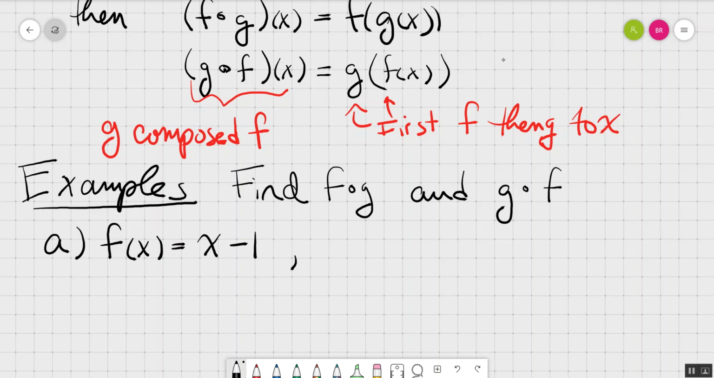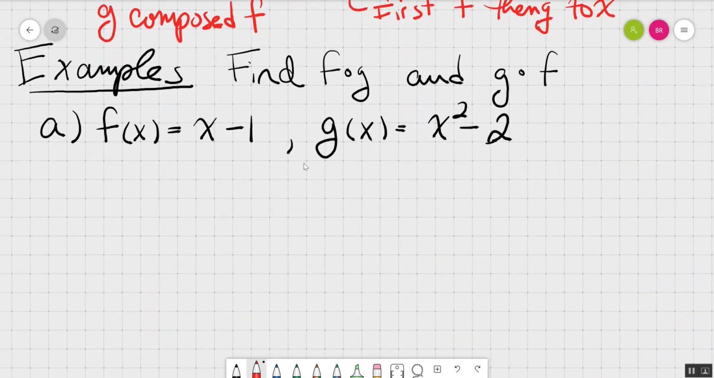So we're going to have f be x minus 1 for this first pair, and g is going to be x squared minus 2. I want you to think about the actions that f and g do. What's f do to x? It takes it and subtracts 1. What's g do to x? It squares it, then it subtracts 2. When we look at the compositions, they're going to do that, but in the order that they appear. So if I'm going to do f composed with g of x, that means I'm going to first do g to x and then do f.